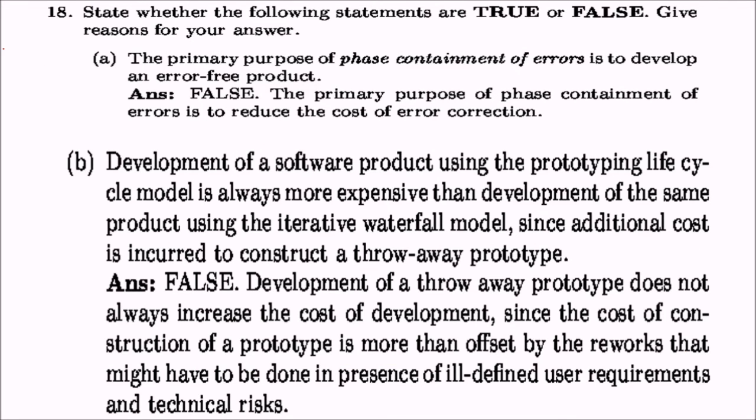The 18th question is, state whether the following statements are true or false, with reasons. The first is, the primary purpose of phase containment of errors is to develop an error-free product. This is actually false. Why is this false? Because the primary purpose of phase containment of errors is to reduce the cost of error correction that is going to come in later stages, especially at the maintenance part.